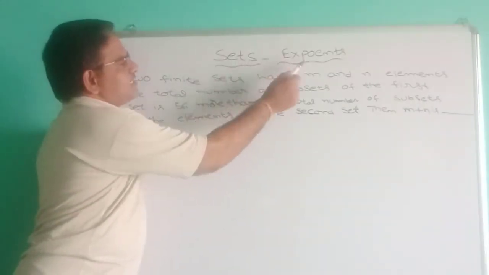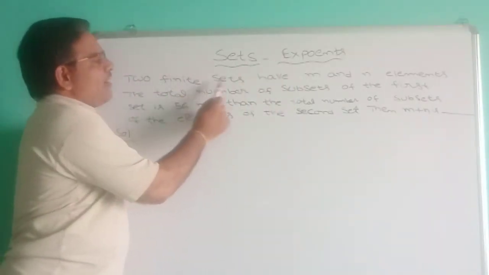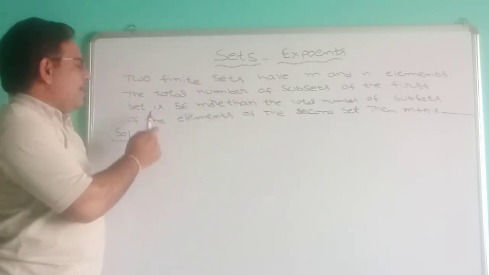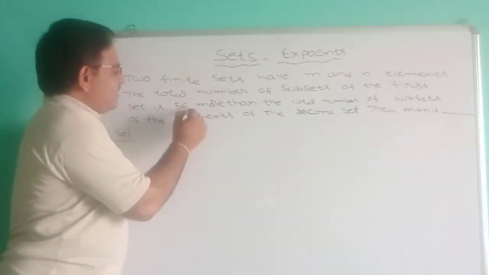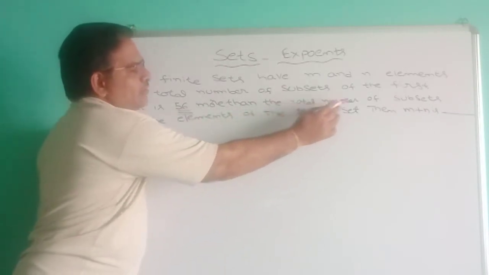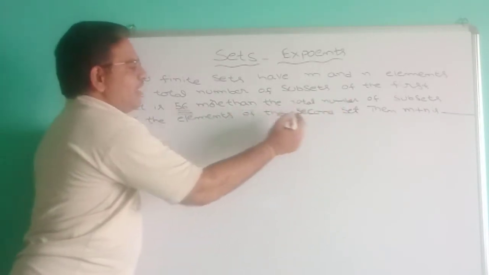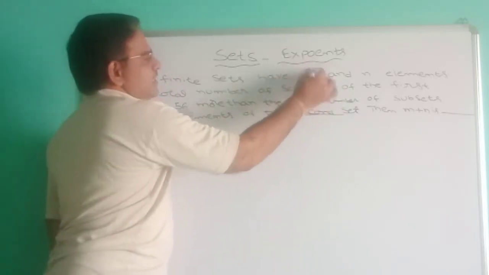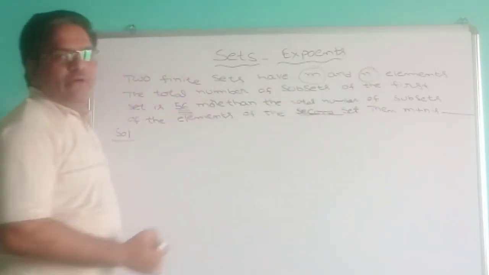Today: problem sets and exponents. Two finite sets have m and n elements. The total number of subsets of the first set is 56 more than the total number of subsets of the elements of the second set. Then m plus n is? That means we need to find this value and this value.